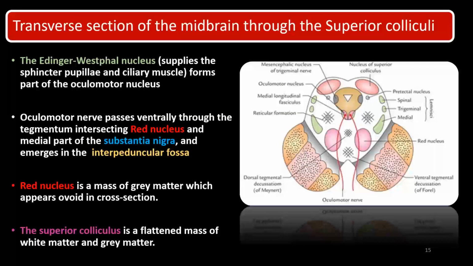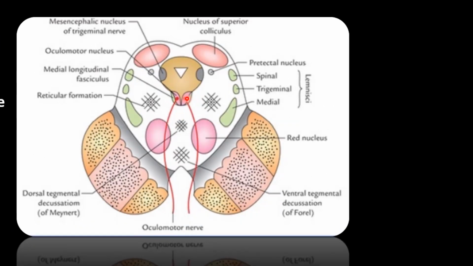We also have other nuclei. We can notice that still part of this complex is a very interesting nucleus that has made the oculomotor nerve very unique. Forming part of this nucleus is the nucleus we call the Edinger-Westphal nucleus. This nucleus supplies the sphincter pupillae and ciliary muscle and forms part of the oculomotor nucleus.